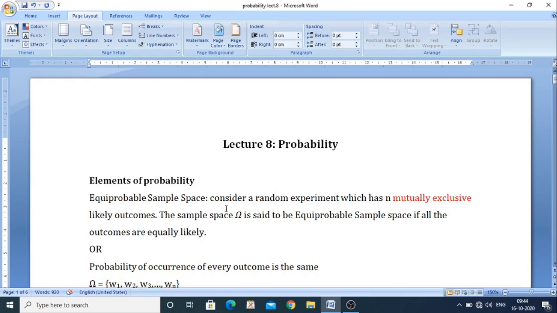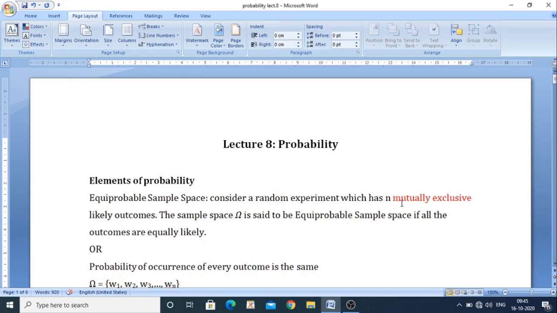So the definition is, consider a random experiment which has n mutually exclusive likely outcomes. The sample space omega is said to be equiprobable sample space if all the outcomes are equally likely. Now see, in this definition I have marked in red color the mutually exclusive outcomes. The outcomes in the sample space are required to be mutually exclusive and likely. That means mutually exclusive likely outcomes means what? All the outcomes are independent.